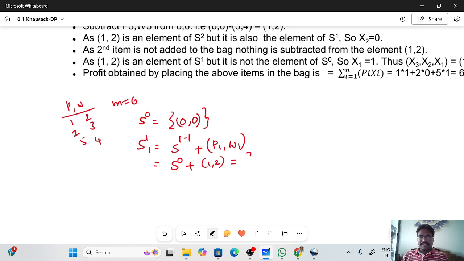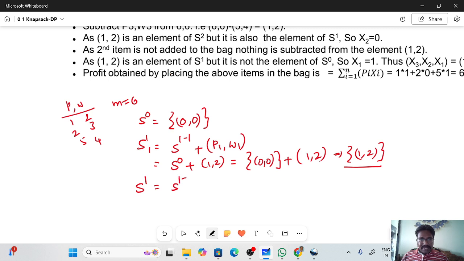Now I check the S0 set: 0, 0 plus P1 and W1, which is 1, 2. So what is the final set I am going to get? 0 plus 1 is 1, 0 plus 2 is 2. So this is the set we are getting. That is nothing but, for the earlier set, when I added item 1, this set is formed, that is S1 suffix 1. Now I am going to find, up to item 1, what sets it has.